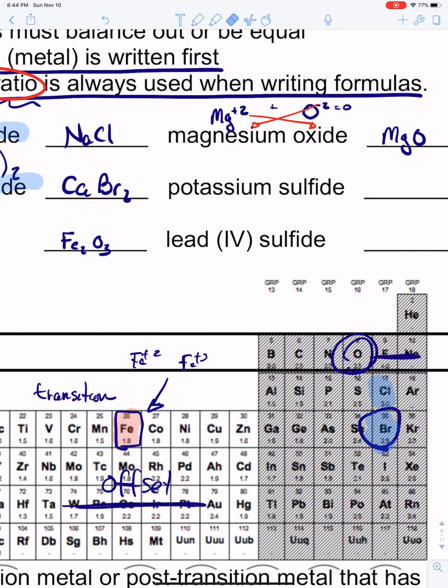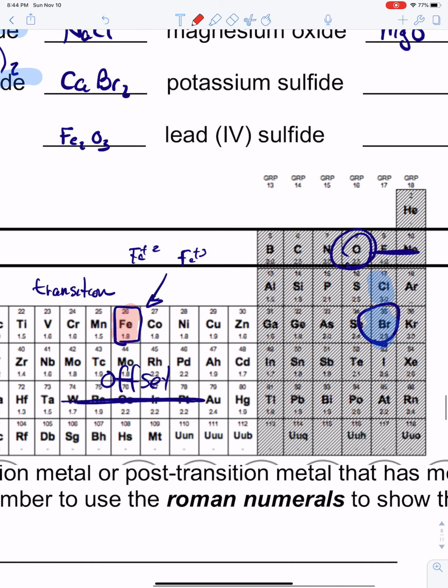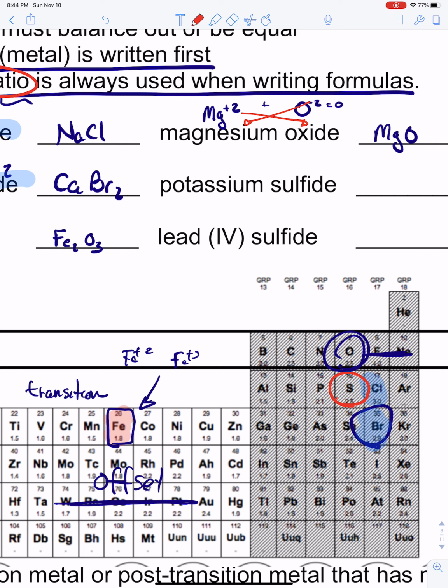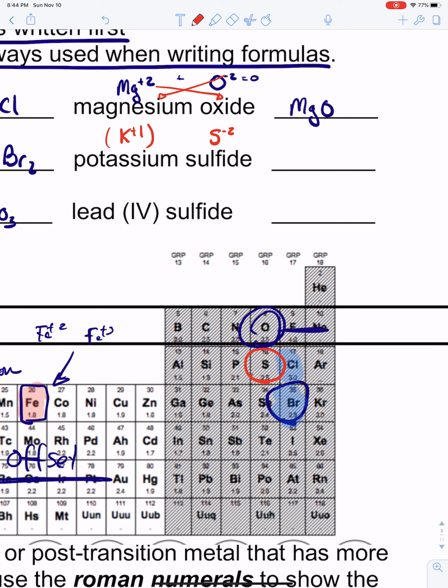Potassium sulfide, these are both main group elements. Potassium's right there. Sulfide is right there. So the formula for the potassium ion would be potassium +1. The formula for the sulfide ion would be sulfur -2. So you can see it's going to take 2 potassium +1s to balance out the sulfide -2. We'll end up with K2S as the formula for that.